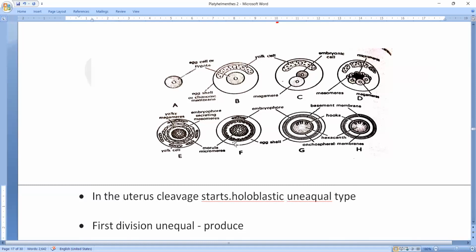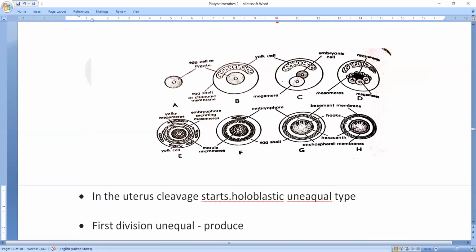సో ఇప్పుడు ఏమేమి ఉన్నాయి? ఒక షెల్ ఉంది, ఎంబ్రియోఫోర్ ఉంది, ఓకే, సారీ, మిడిల్ ఎంబ్రియోఫోర్, sorry. So the megamere forms the eggshell, and these mesomeres form the embryophore. And a basal membrane is also present. Here you can see a basement membrane. So in that way, three membranes are present surrounding the developing embryo: the inner basement membrane, middle embryophore, and outer shell.